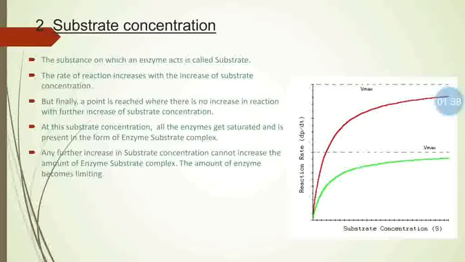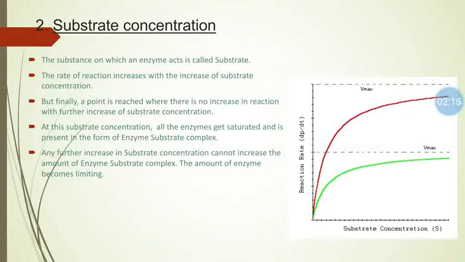Next, substrate concentration. Substrate concentration is one of the main factors affecting enzyme activity. Here in this graph, it shows the rate of reaction increases with the increasing substrate concentration, but finally a point is reached where there is no increase in reaction with further increase of substrate concentration.